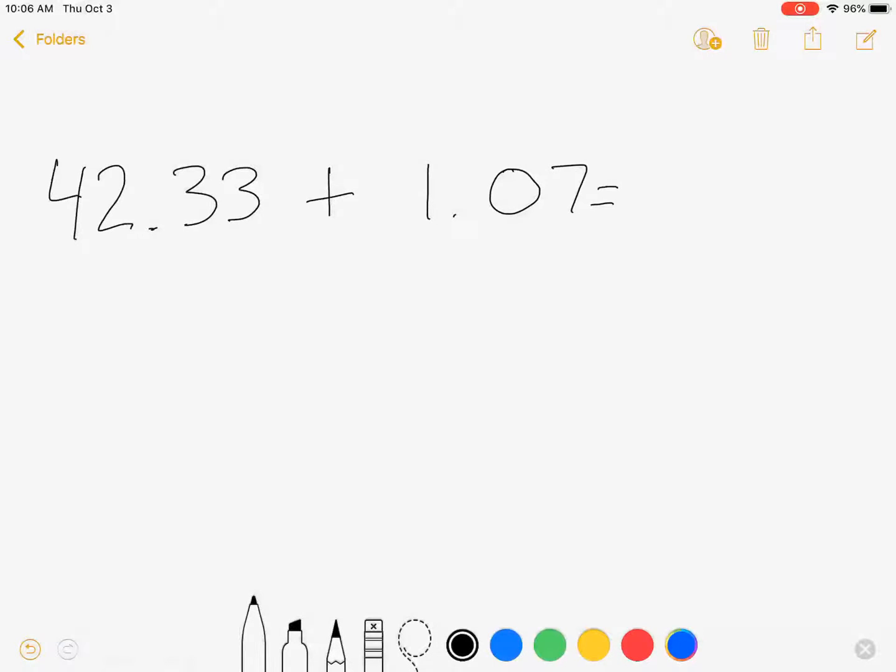Hello, Mrs. Lovett is here with her first block, and they are going to help us review for the test. The test is over adding, subtracting, multiplying, and dividing decimals.